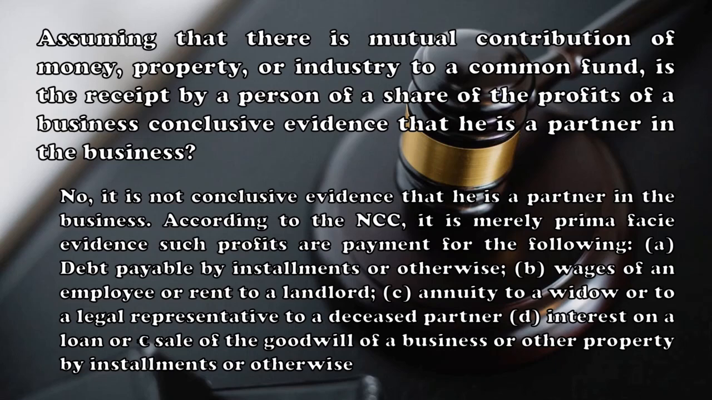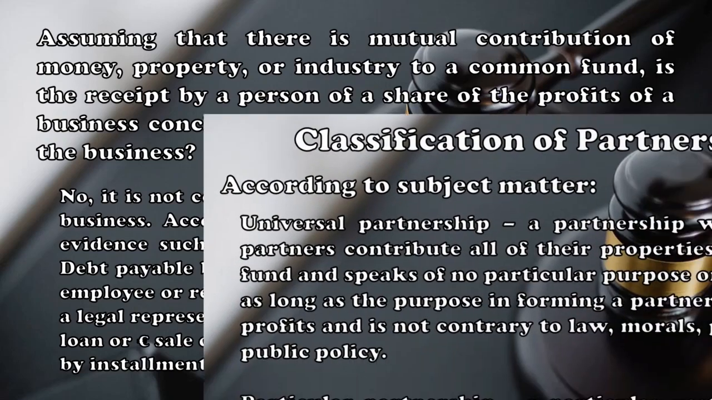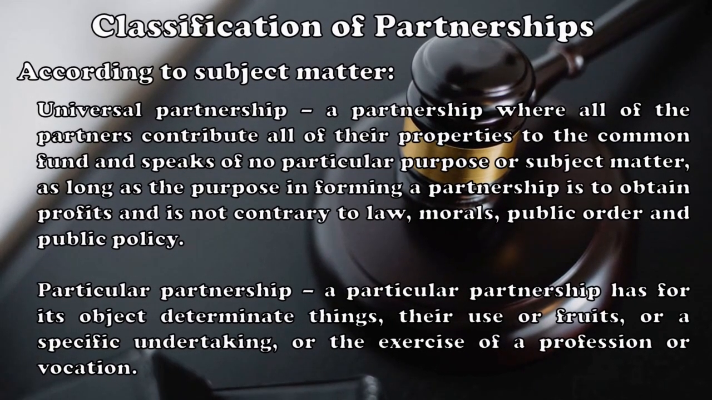What if nagbigay nga siya ng pera sa loob ng business na yan, pero ito pala ay for A. Debt payable by installments or otherwise. B. Wages of an employee or rent to a landlord. C. Annuity to a widow or to a legal representative of a deceased partner. And D. Interest on a loan or sale of the goodwill of a business or property by installments or otherwise. So, dapat masecure talaga natin ang dalawang test na binanggit kanina, ang pag-contribute and yung pag-divide ng profits. Kasi minsan, nag-contribute lang siya pero meron pala siyang utang or meron lang siyang loan na pinagkakautangan kaya nagbigay siya ng pera para sa business. So, that's how it works.